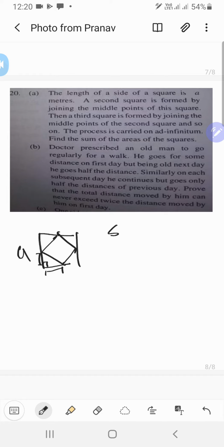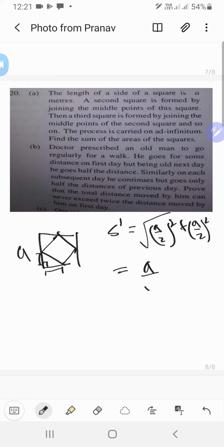So this new side length, call it s dash, is equal to the root of (a by 2) squared plus (a by 2) squared, which is nothing but the root of 2 times (a by 2) squared, which is a by 2 times root 2. So that's going to be a upon root 2. So a upon root 2.